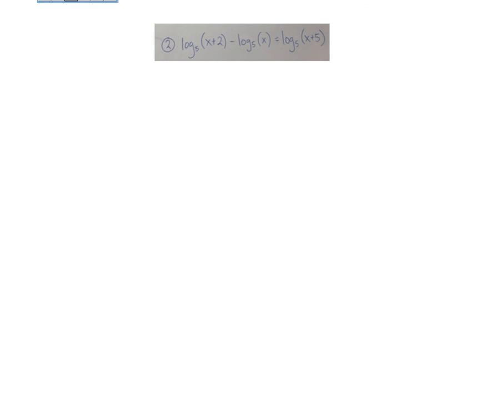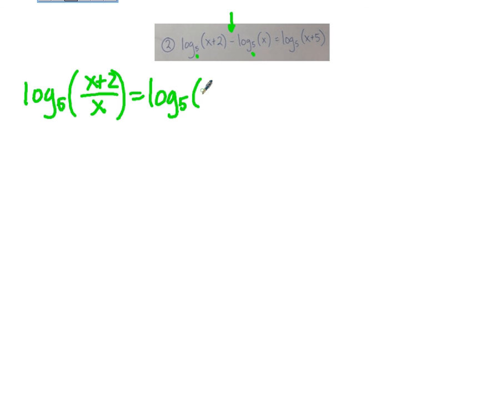The first thing we want to notice is that we have a minus sign and we have the same base for the logarithms. That means we can actually use the quotient property. So that makes it log base 5 of (x plus 2) over x, and that equals log base 5 of x plus 5. From this point, we use something called the one-to-one property.